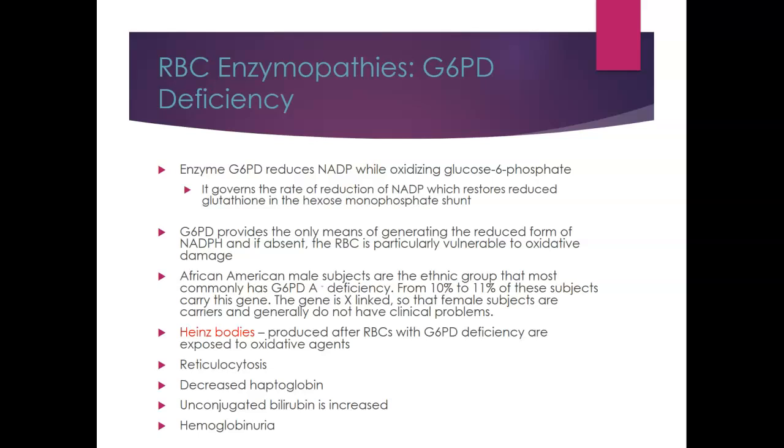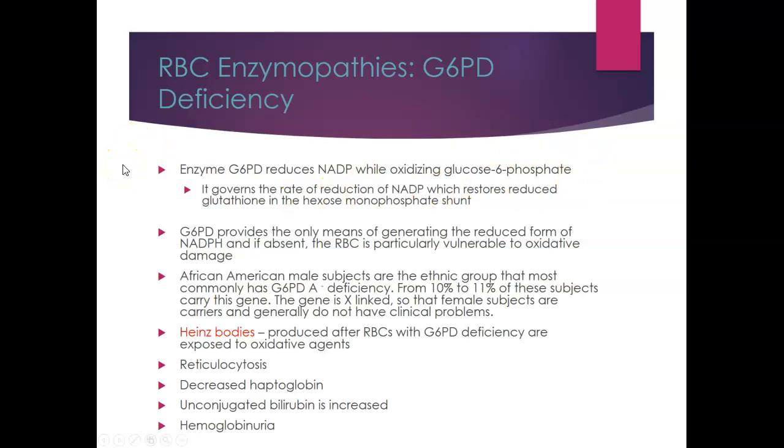So G6PD provides the only means of generating the reduced form, NADPH, and if absent, the RBC is particularly vulnerable to oxidative damage. Okay, so you need it to prevent oxidative damage. In this case, there's a deficiency, so they're subject to oxidative damage. That is what you need to know. You don't need to memorize these first two sentences here.